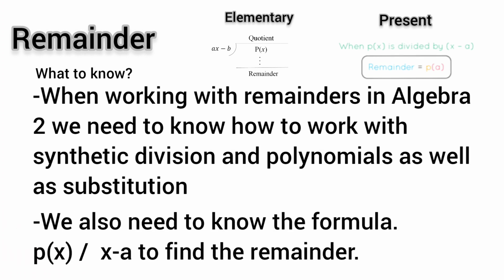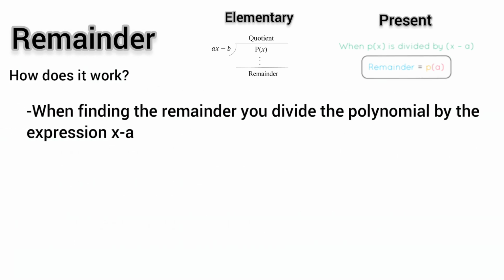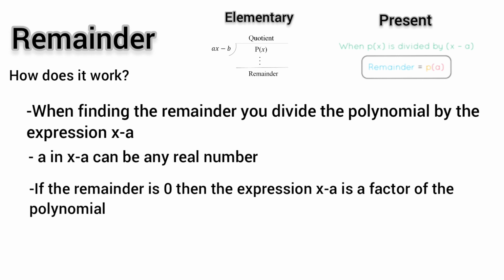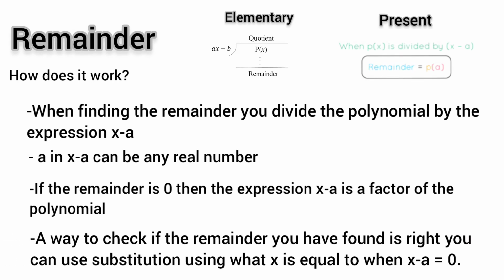We also need to know how to work with the equation p(x) over x minus a, which is used to find the remainder. To find the remainder, you divide the polynomial by the expression x minus a. A can be anything. If the remainder is 0, then it is a factor of the polynomial. The way to check is by using substitution after you have done synthetic division.